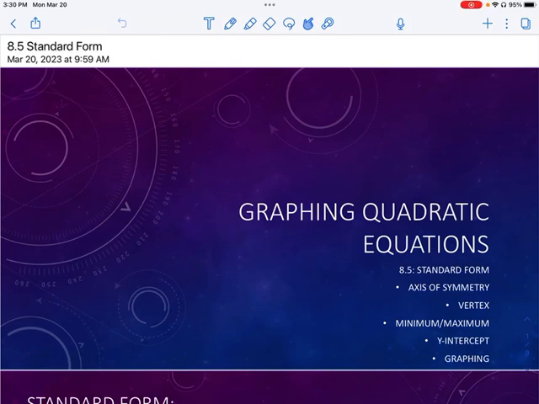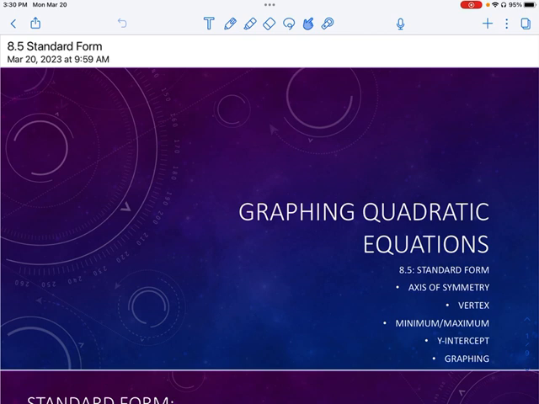All right, we are going to pick up with graphing quadratic equations in standard form, and we are going to be looking at axis of symmetry, vertexes, minimum and maximum, y-intercepts, and of course, how to graph them.